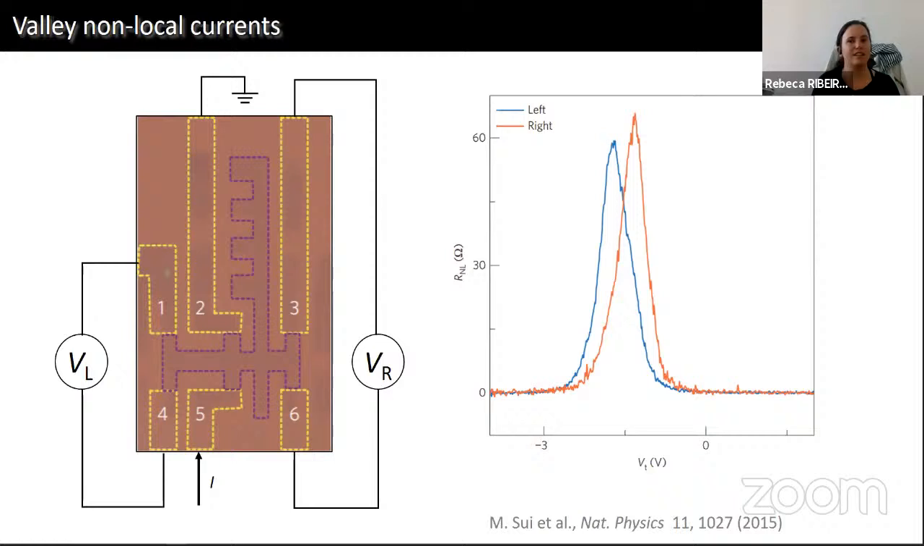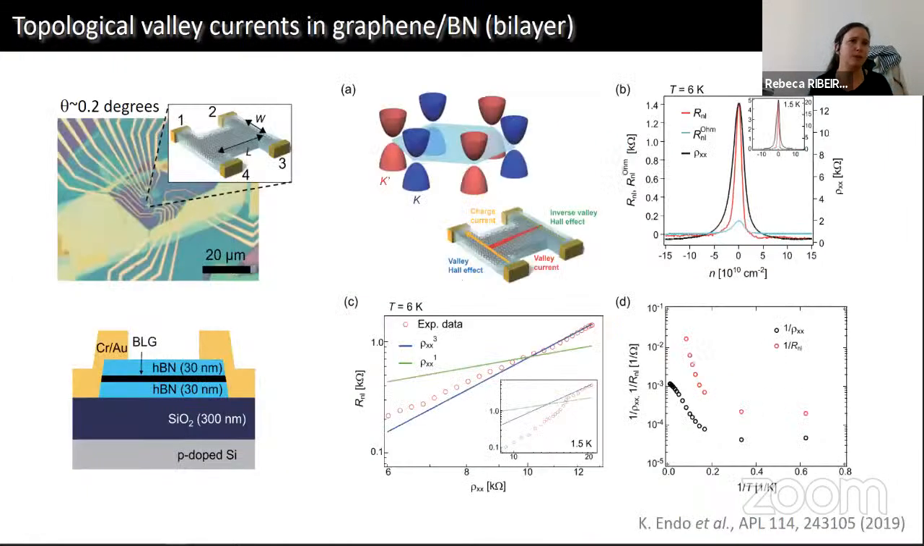So, okay, every step of the way, we learn something new about these topological currents. Let's say that they follow a cubic relation, so we are in what we can say is a topological regime. Now we know that they seem to propagate in the bulk of the material. They are not edge topological currents, which is also new information. Then another Japanese group in Japan did another experiment, this time using bilayer graphene aligned with boron nitride.